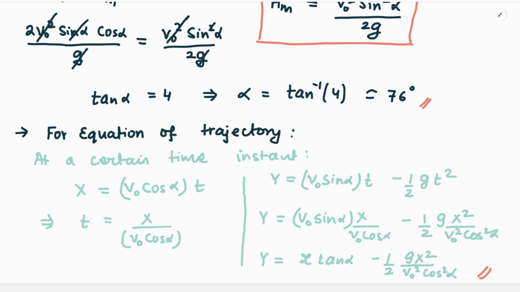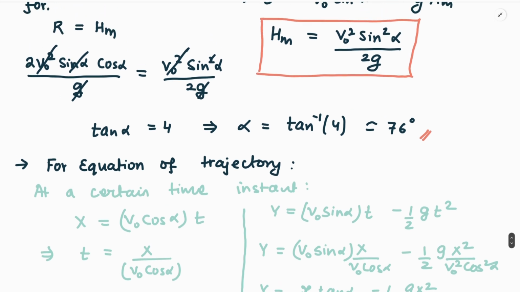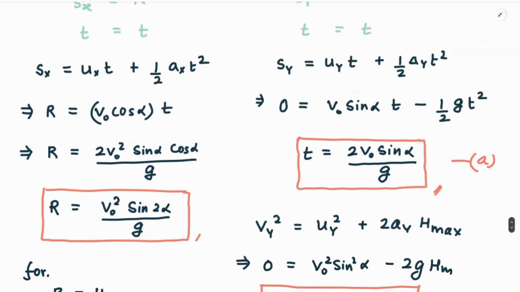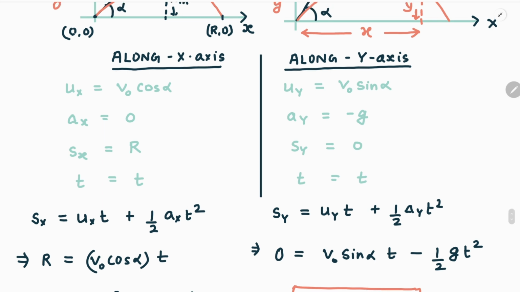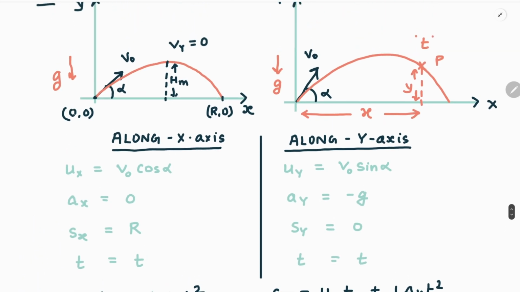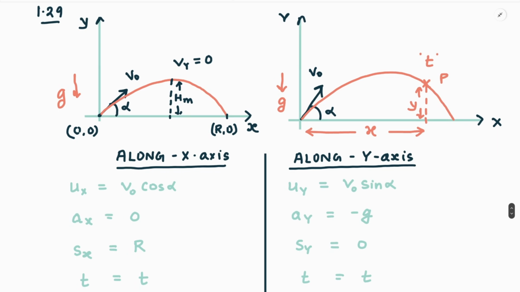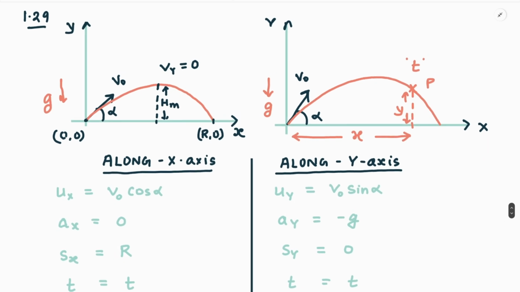So whenever we are studying projectile motion, these results are going to play a very important role. Whenever we are solving for two-dimensional motion, it is important that we understand the motion along the x and y axes. After understanding the motion along the x and y axes, we solve each part independently and then we connect the two expressions by time to get the final answer or the required results.